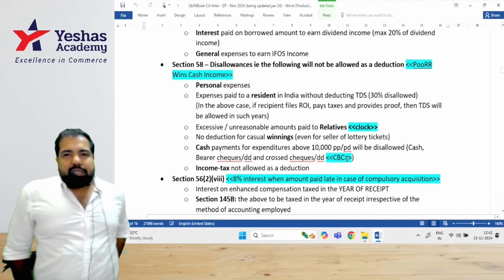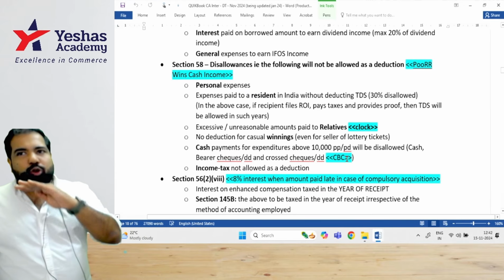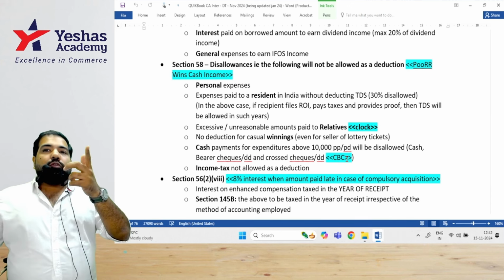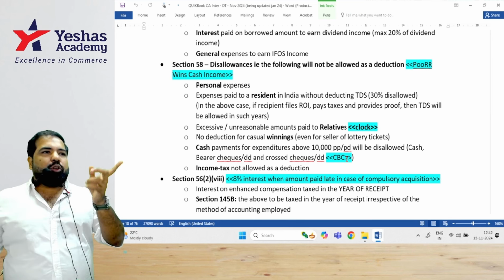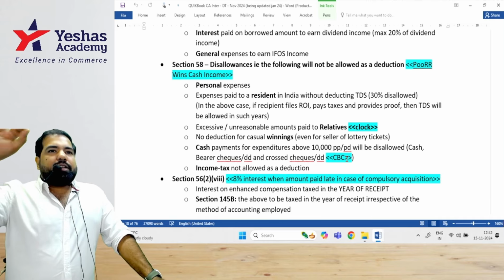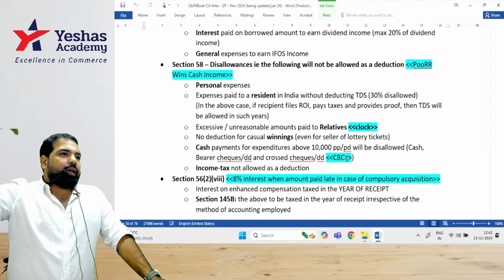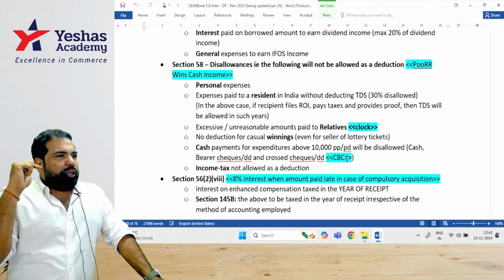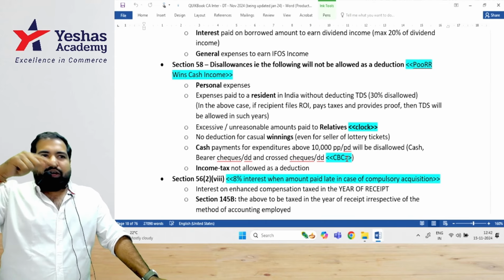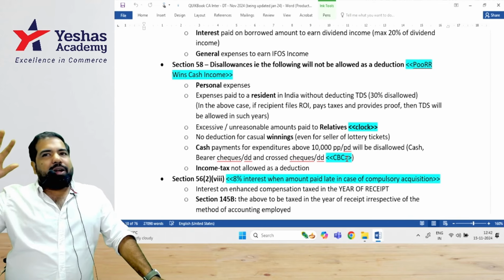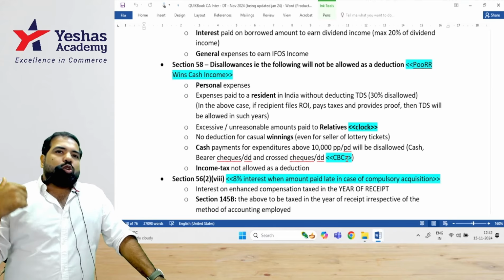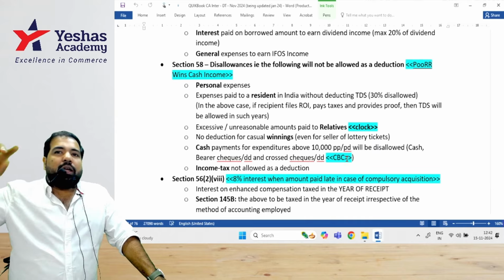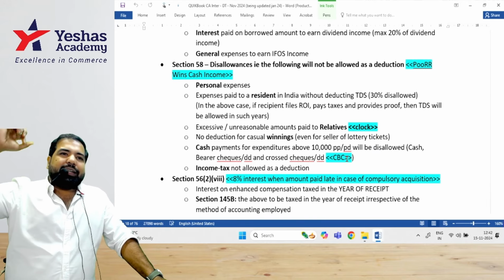P is personal expense. Any personal expenses have no place here, no deduction. If you're paying any money outside on which you should have deducted TDS and you don't deduct it, it is fully disallowed, 100%. Example, I paid 1 lakh. Why not? Because the government has not got TDS. If you're paying to a resident in India without deducting TDS, then the government is upset, but only partly. So if I pay 1 lakh without deducting TDS, I'll get 70,000 deduction, but 30,000 I will not. But I will get the deduction when the government gets the tax.